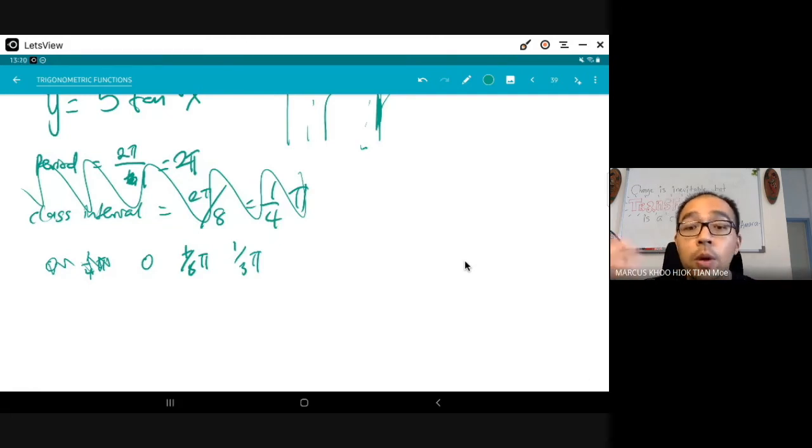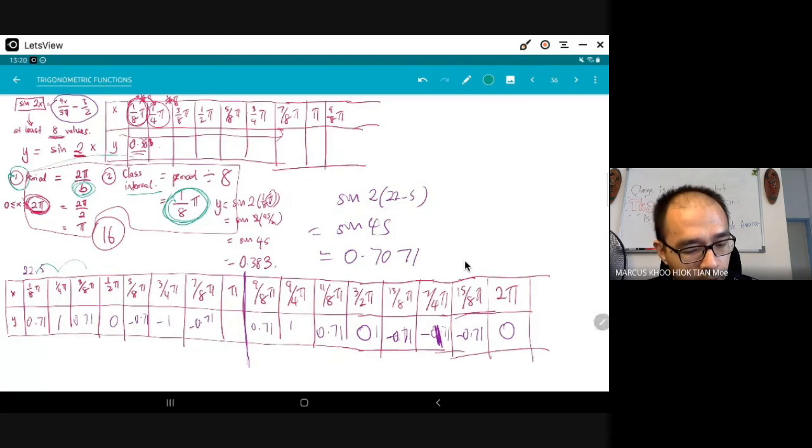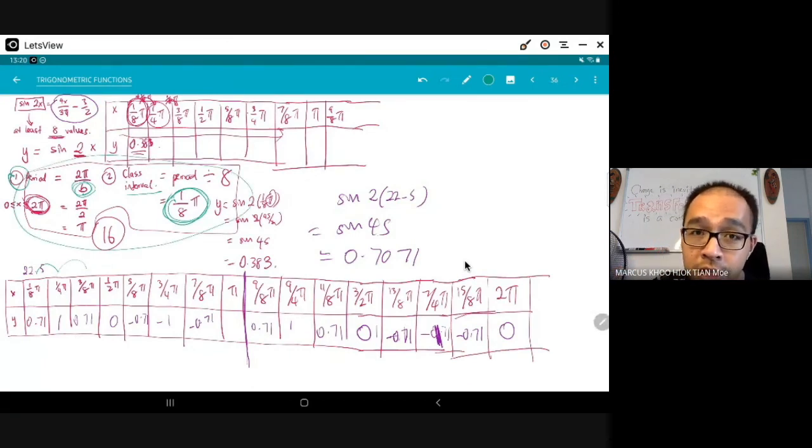Okay, so there's more than one way to create the table. The guide that I gave you just now, panduan yang saya bagi tadi, yang ini, okay, period equals 2 pi over b, and then class interval equals period over a, is a general rule. It's a general rule that is good if you want to find many points.